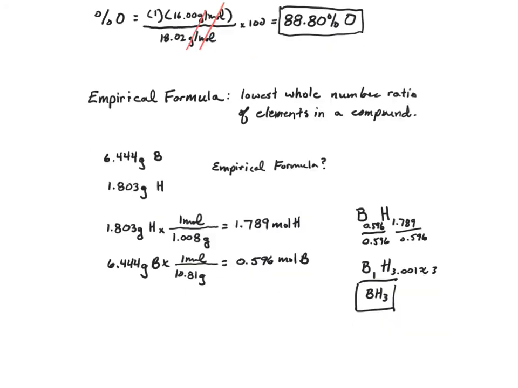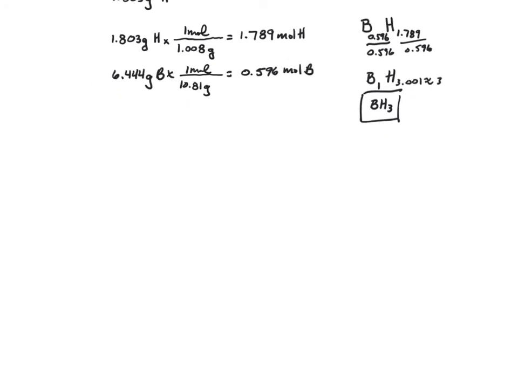Now, another way that this type of problem can be posed to you would be in terms of percentages. So let's say that we're told that we have a compound that is 30.46% nitrogen by mass. And we have 69.54% oxygen by mass. Okay, and again, we want to figure out the empirical formula.